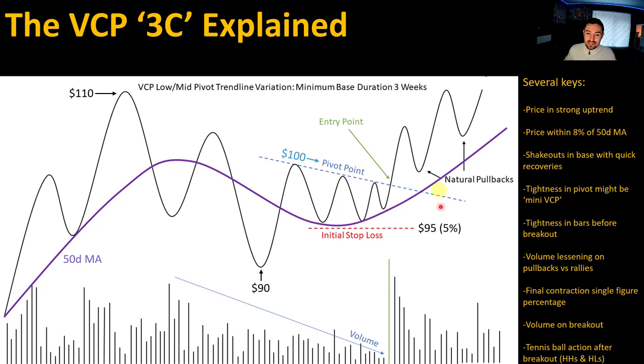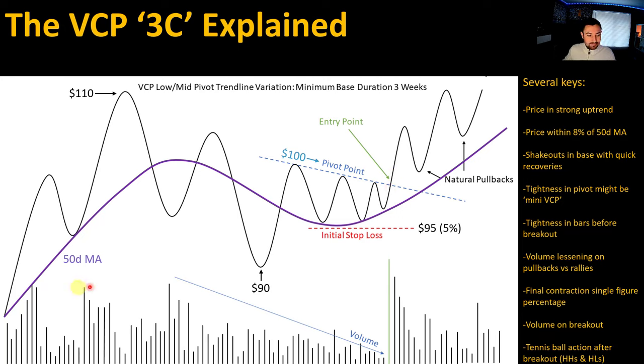You want to see tightness in the bars before the breakout. So this is the 1-2 punch, also called trigger bars in my definition. You want to see volume lessening on pullbacks versus rallies, as we discussed on the previous slide. You want to see the final contraction in single figure percentages, again, to control the risk, volume on the breakouts and tennis ball action thereafter the breakout. So higher highs, higher lows, higher highs, higher lows.